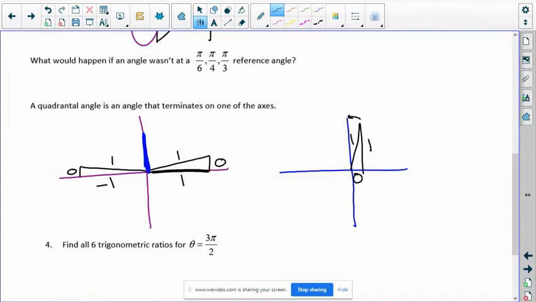Then, if you were to consider down in 3 pi halves or negative pi halves, it's very similar except the opposite side is a negative because it's going downward. So it's a ratio of negative 1 to 1.